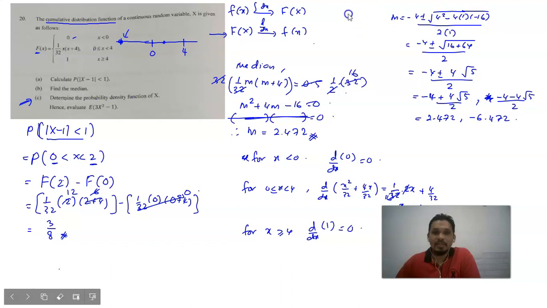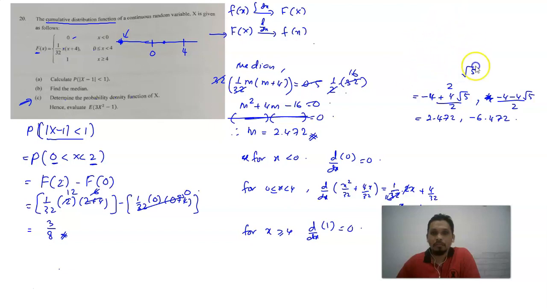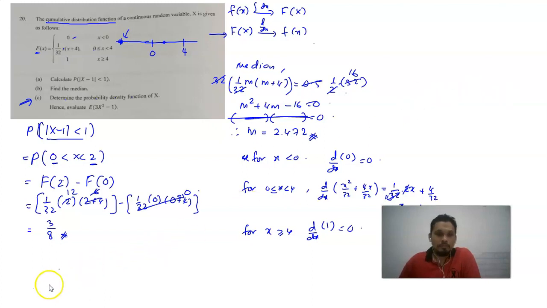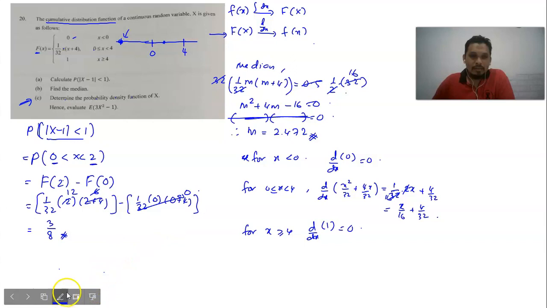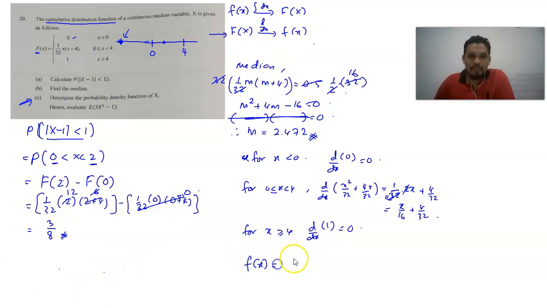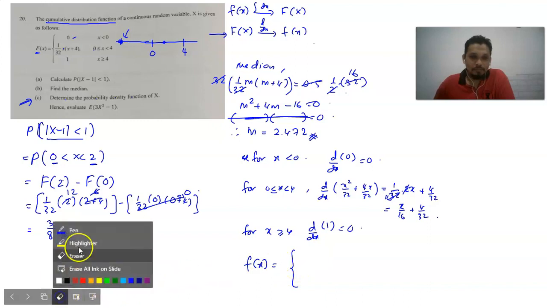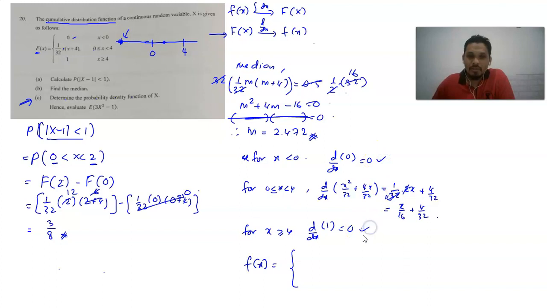Okay, first then, rewrite this f(x) equal to, okay, there are two different cases here, 0 and 0. You can look at this result here, 0 and 0. So there is only one function that exists here, it is x over 16 plus 4 over 32, for x between 0 until 4 and 0 otherwise.